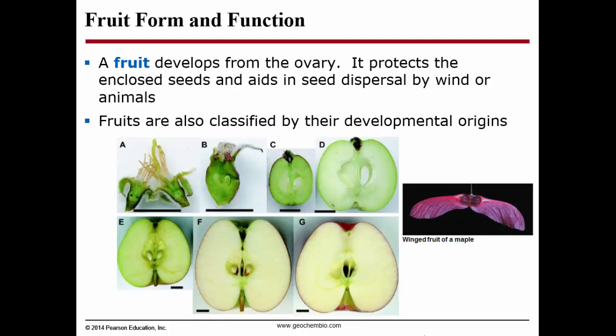Some fruits actually provide structures that help seeds to travel in the wind. So the flat portion of this maple seed here is actually the fruit. The seeds can be blown by the wind a lot more effectively with this structure. But most of the tasty fruits that we're very familiar with and that we really enjoy eating are involved in dispersal by animals.